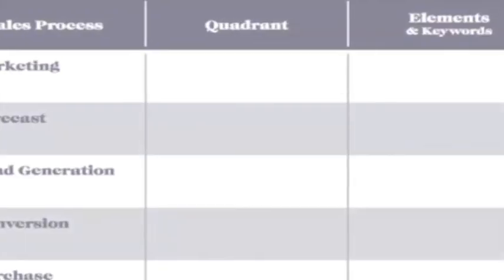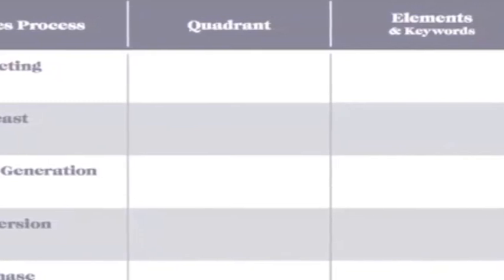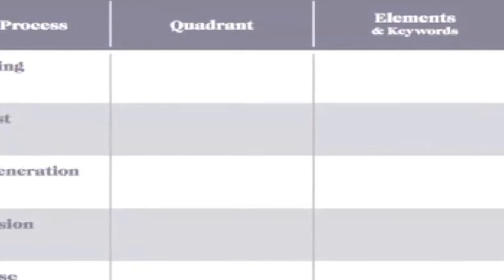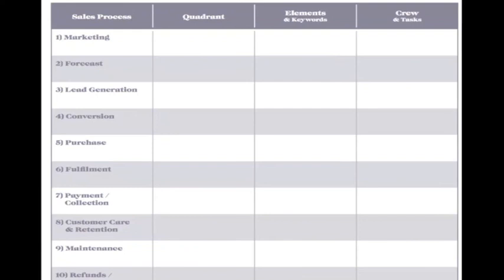When we enter elements in that third column, we'll need to include again some of the keywords that outline why each one of these is relevant to that process. And then in the final column, we itemize those crew members that are associated in some way with each of the sales processes. And lastly, the most important log entry is to actually keyword the tasks that are to be undertaken.